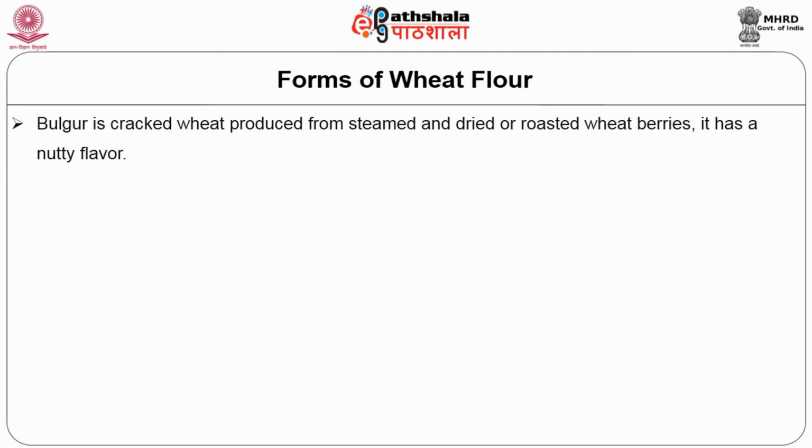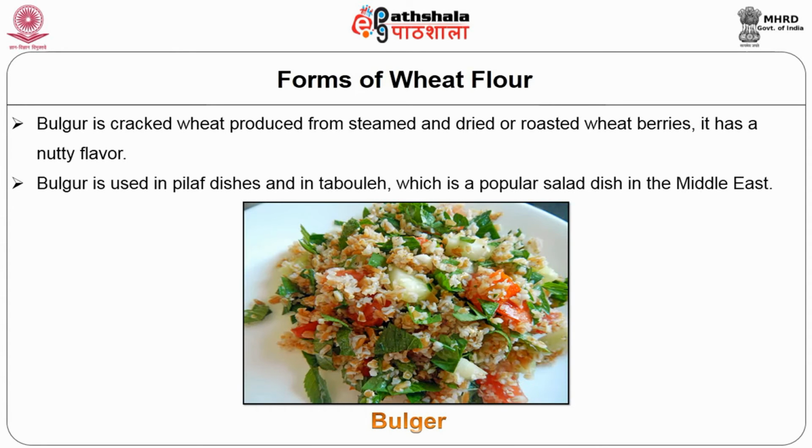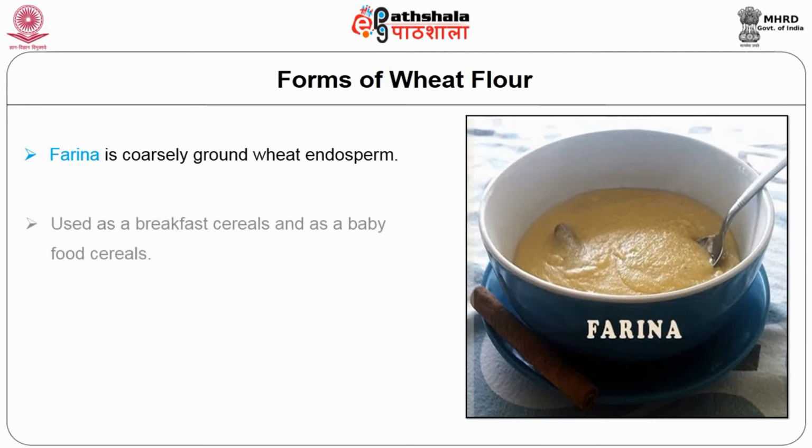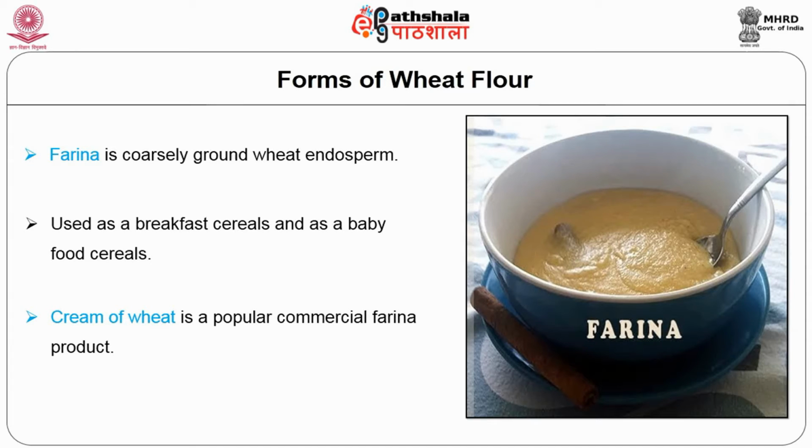Bulgur is a cracked wheat product from steamed and dried or roasted wheat berries. It has a nutty flavor. Bulgur is used in pilaf dishes and in tabbouleh, which is a popular salad dish in the Middle East. Farina is coarsely ground wheat endosperm, and it is used as a breakfast cereal and as a baby food cereal. Cream of wheat is a popular commercial farina product.